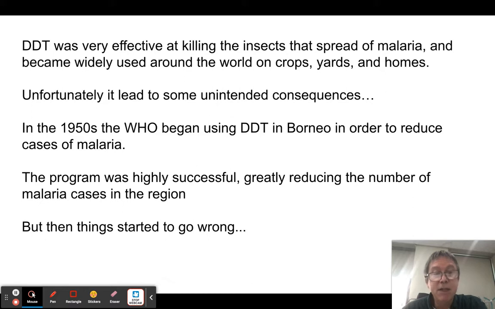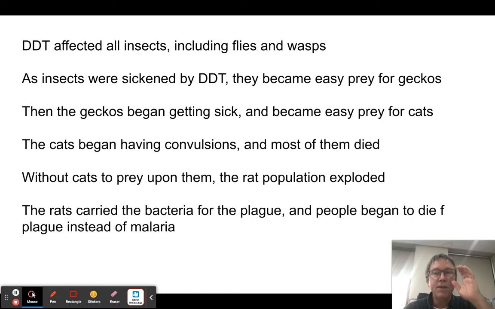So they came in there and sprayed the anopheles mosquitoes with this DDT, and they significantly brought down the number of new malaria cases. So it was considered to be hugely effective. But then they started noticing things going wrong in some of these remote villages. Just check this out. It turns out DDT is not just a mosquito toxin. It pretty much gets most flying mosquitoes, okay? But the flying ones.